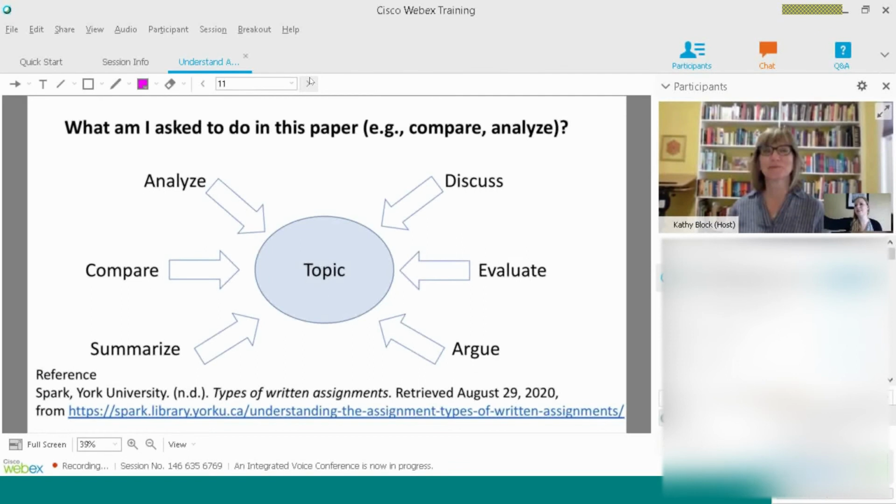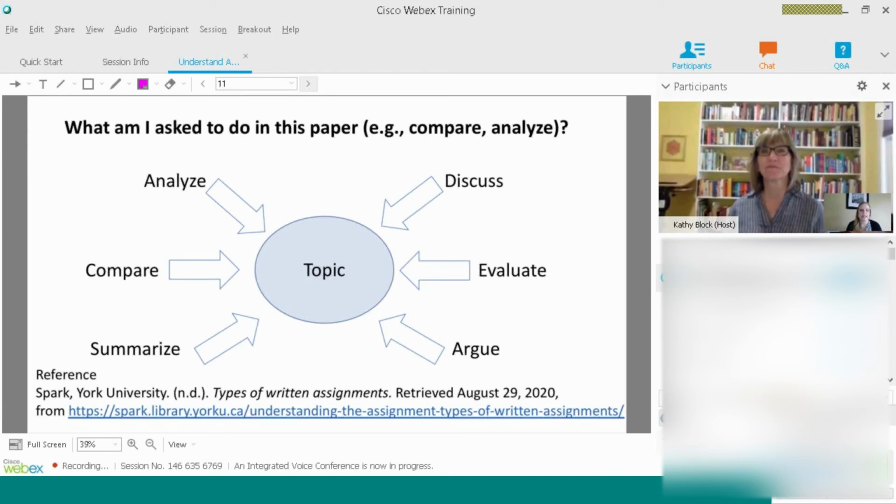So in order to answer the first question on the previous slide, what am I being asked to do in this paper? It can be really helpful to identify what verbs are being used in the assignment guidelines. They give you clues about what you need to do. So on this slide, you can see multiple examples of instructional words or instructional verbs, and these are all verbs that help explain what you're being asked to do in the assignment. Each verb here is asking you to do something slightly different.